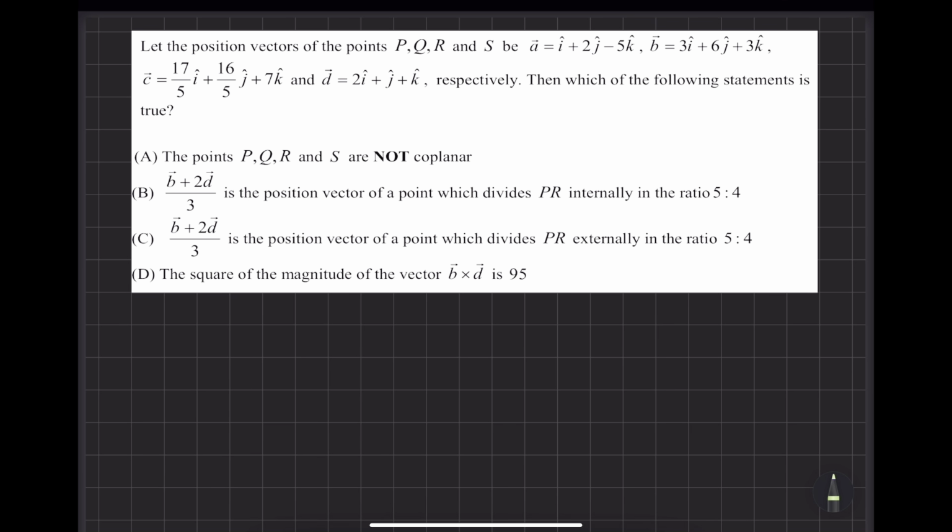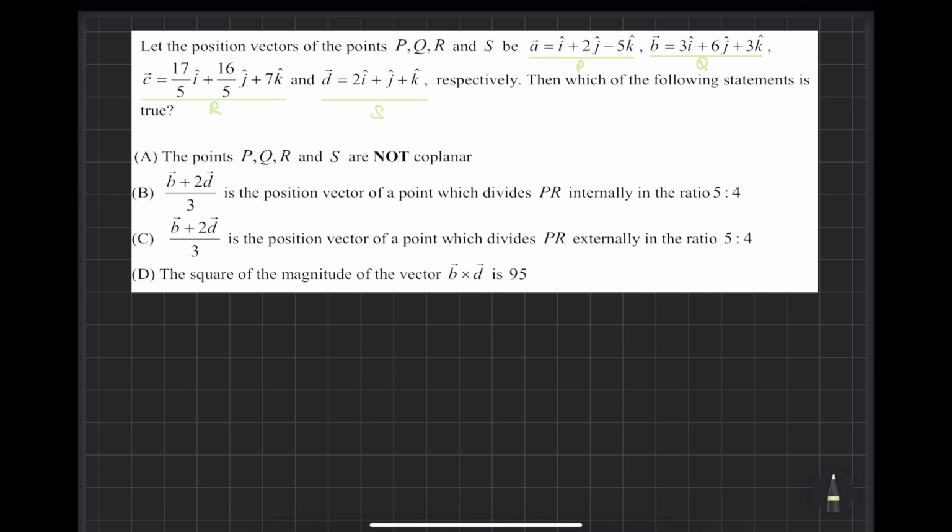So, we got a wholesome new problem which says that the position vectors of P, Q, R, and S are vector A, vector B, vector C, and vector D, respectively. So this is your P, this is Q, this is R, this is S. Then, which of the following statements are true? Now look at the first statement. The first statement says that the points P, Q, R, S are not coplanar. So these guys are talking about coplanarity.